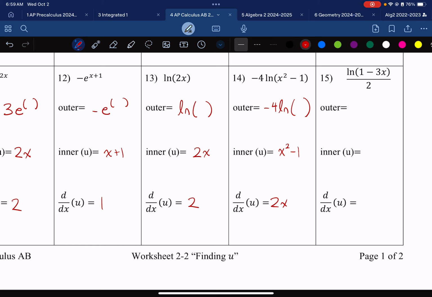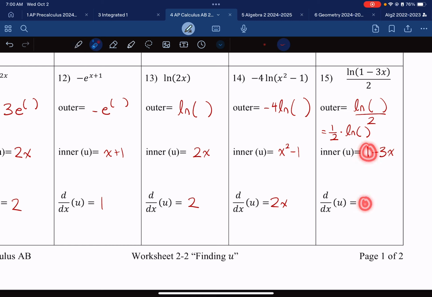It's just a constant. And number 15, the outer is going to be natural log of all of that stuff all over 2. There is another way to write this that might be helpful to some people, which is you take the 1/2 out and you multiply it by natural log of whatever the inside is. These are equivalent forms. This one is slightly more helpful than that one, depending on the case. Maybe that one is slightly more helpful than that one, depending on the case. The inside, the u in this case is 1 minus 3x. And the derivative of that, well, let's check. The derivative of 1 is 0, and the derivative of negative 3x is negative 3.